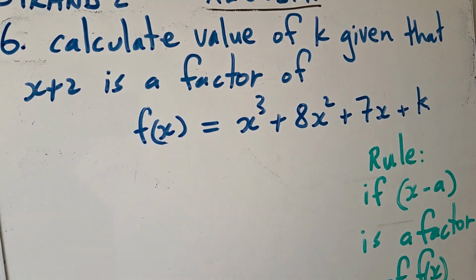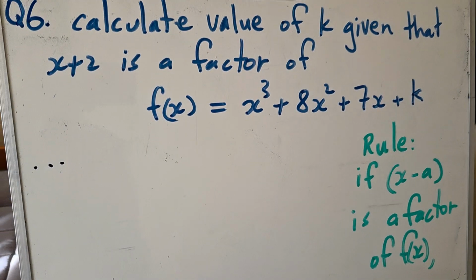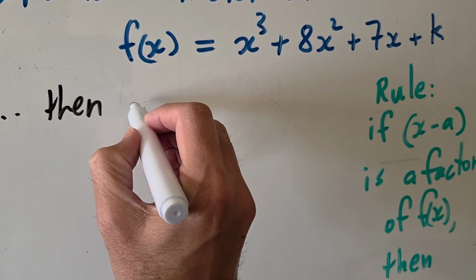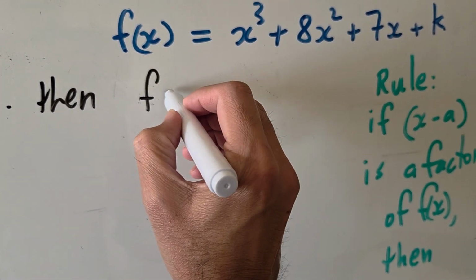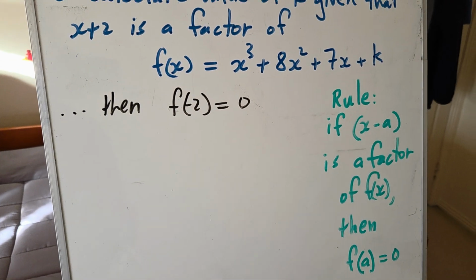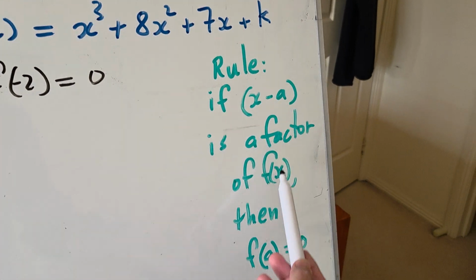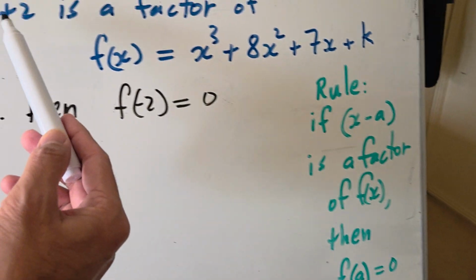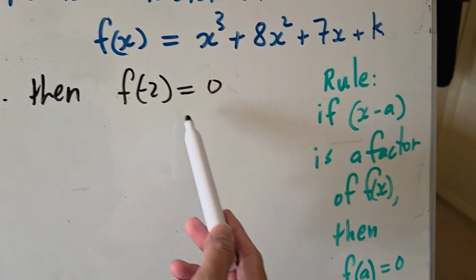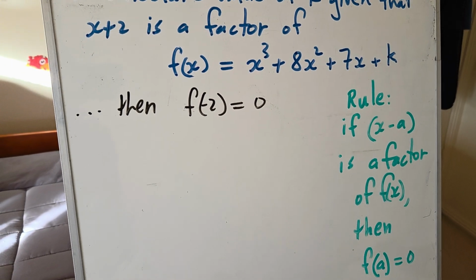So here, if x plus 2 is a factor of the function, then f of negative 2 should be equal to 0. Here minus a became positive a, so positive a will become minus a. The positive number becomes negative, the negative number becomes positive. So f of negative 2 should be equal to 0.